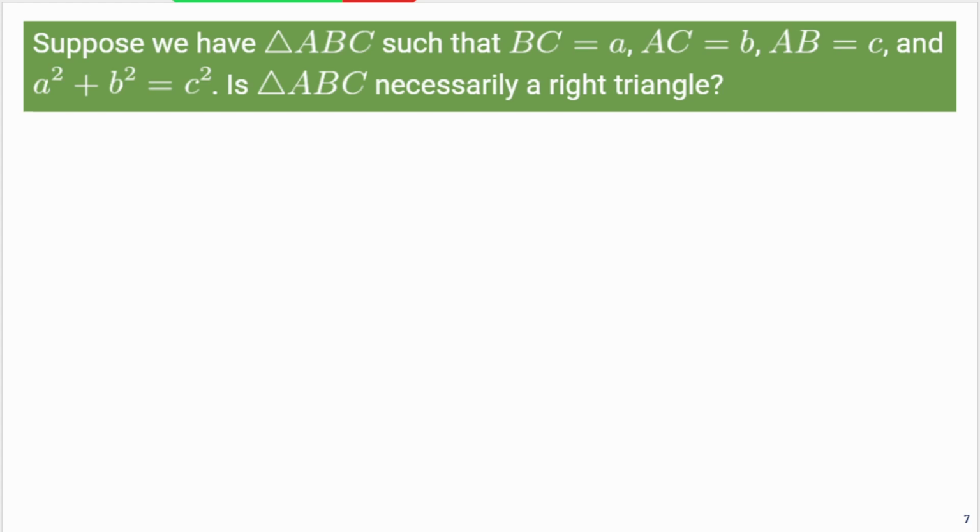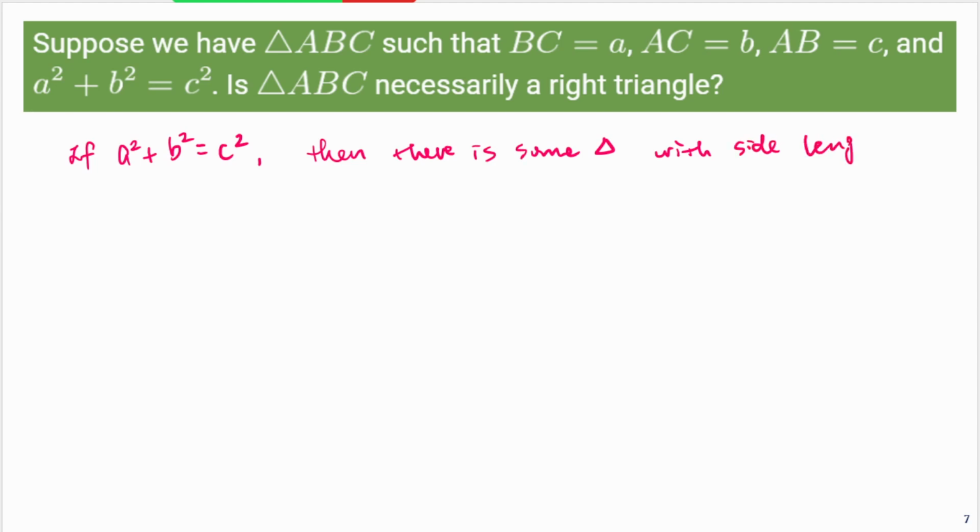Well, actually, we can consider this problem like this. If we have a squared plus b squared equals c squared, we do know that there is some triangle with side lengths A, B, C that is a right triangle. Because we have just proved that, right?